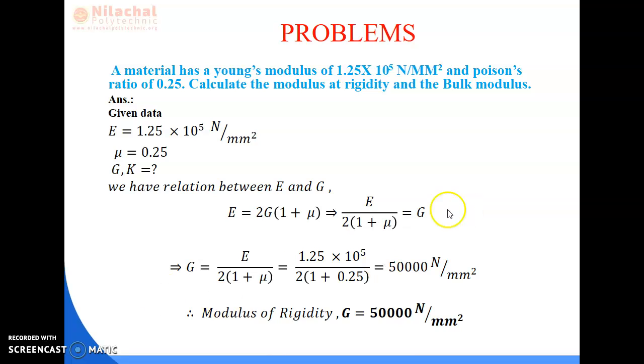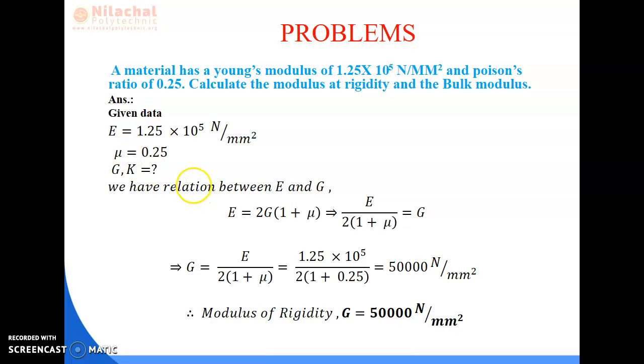So from the above, the given data are Young's modulus, that is E, is equal to 1.25 into 10 to the power 5 Newton per mm square. Poisson's ratio, mu, is equal to 0.25. Calculate modulus of rigidity and bulk modulus, that means calculate G and K. Now we have to find out G.